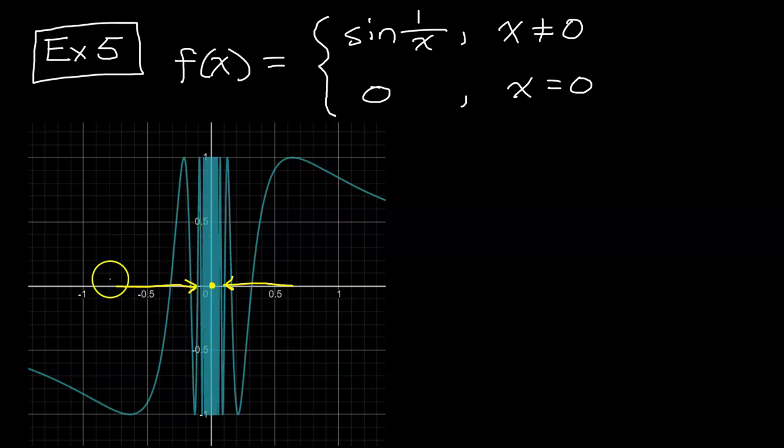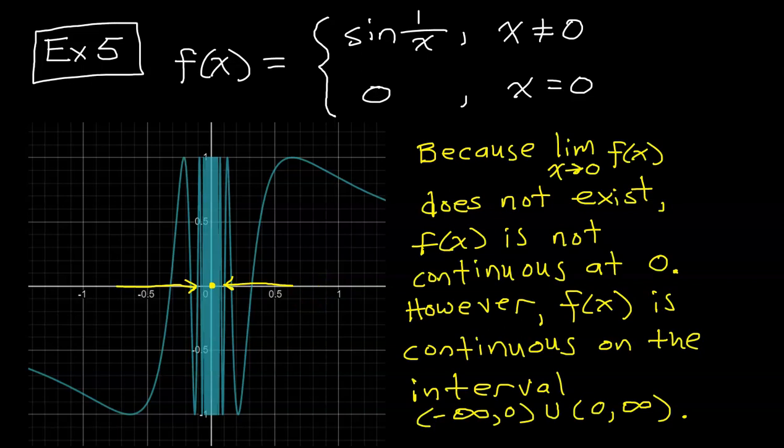However, the function is continuous everywhere else. So, because the limit as x approaches 0 of f of x does not exist, f of x is not continuous at 0. However, f of x is continuous on the interval negative infinity to 0, union 0 to infinity. In other words, it is continuous everywhere except for 0.